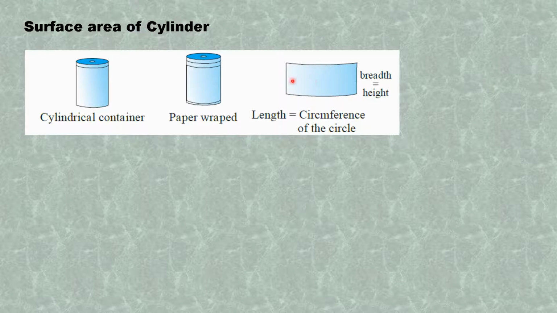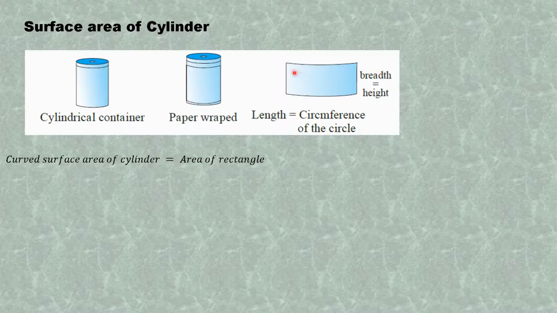And once you open the wrapper, if you see, this wrapper is in the form of a rectangle. If you find the area of this rectangle, that will be the same as the surface area of this cylinder. So finding this area will be called the curved surface area of the cylinder, which is equal to the area of the rectangle. And as we know, area of the rectangle is nothing but length into breadth.